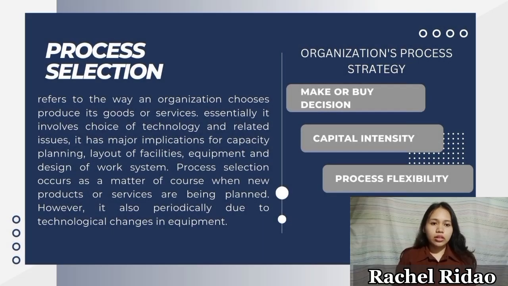On the other hand, there are three organization process strategies. First, make or buy decisions: the extent to which the organization will produce goods or provide services in-house as opposed to relying on outside organizations to produce or provide them. Second, capital intensity: the mix of equipment and labor that will be used by the organization. Third, process flexibility: the degree to which the system can be adjusted to changes in processing requirements due to such factors as changes in product or service design, changes in volume, and changes in technology.